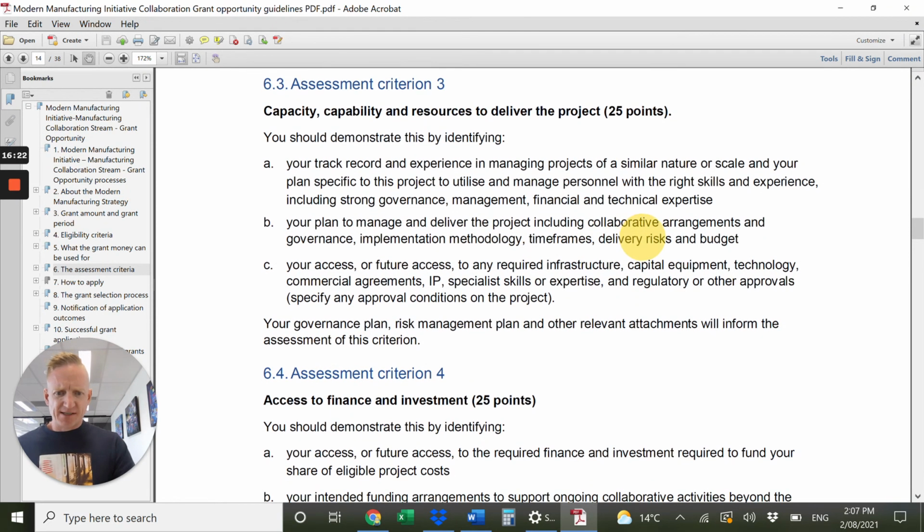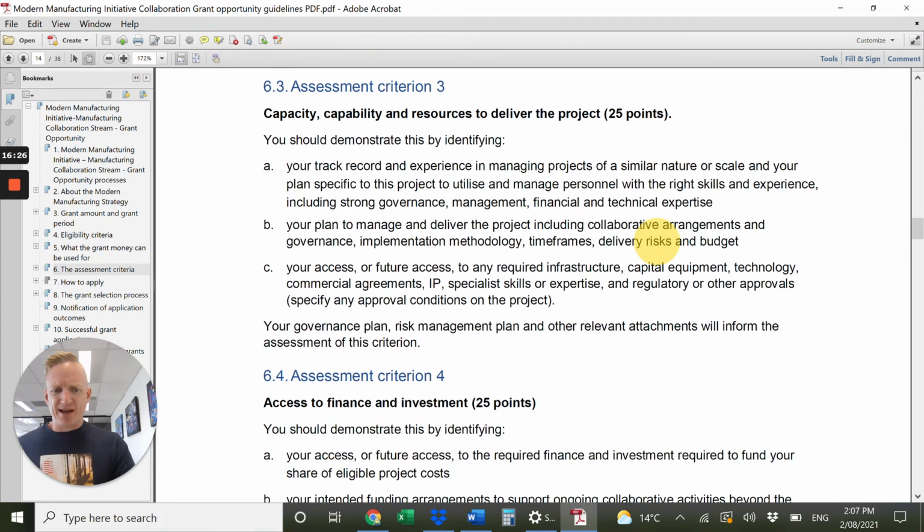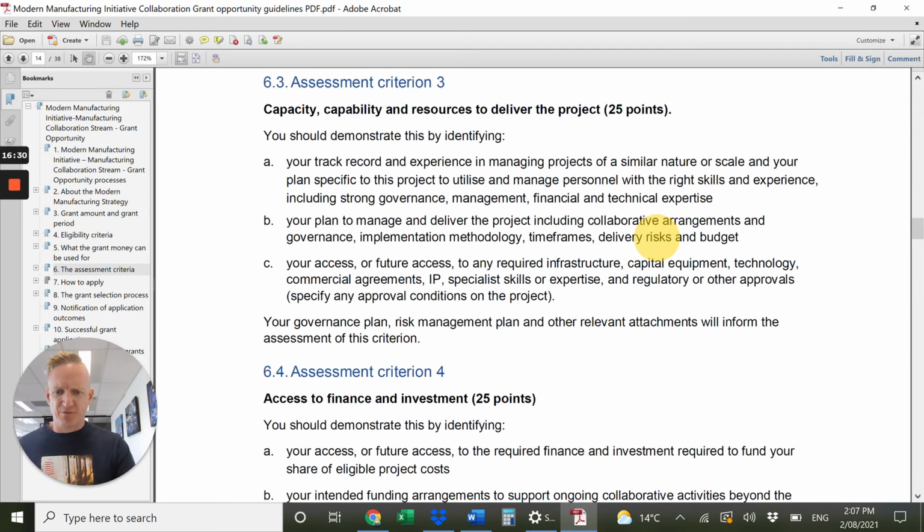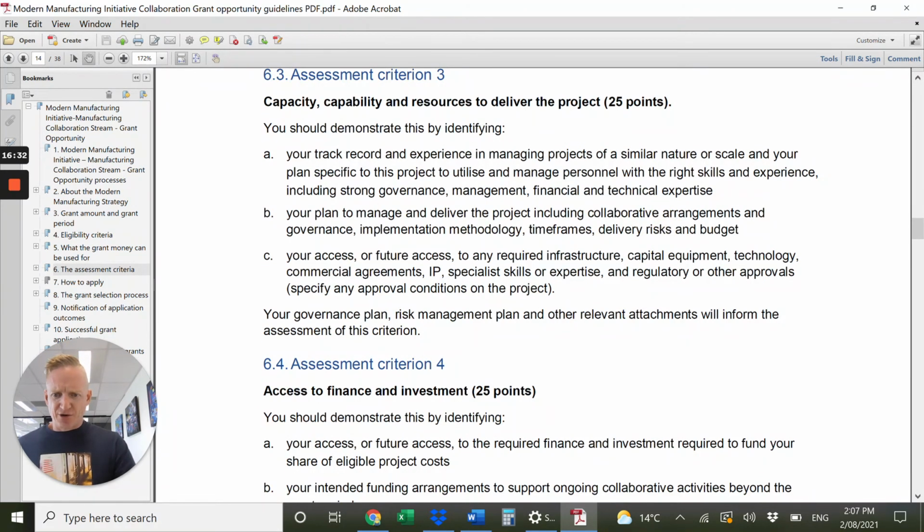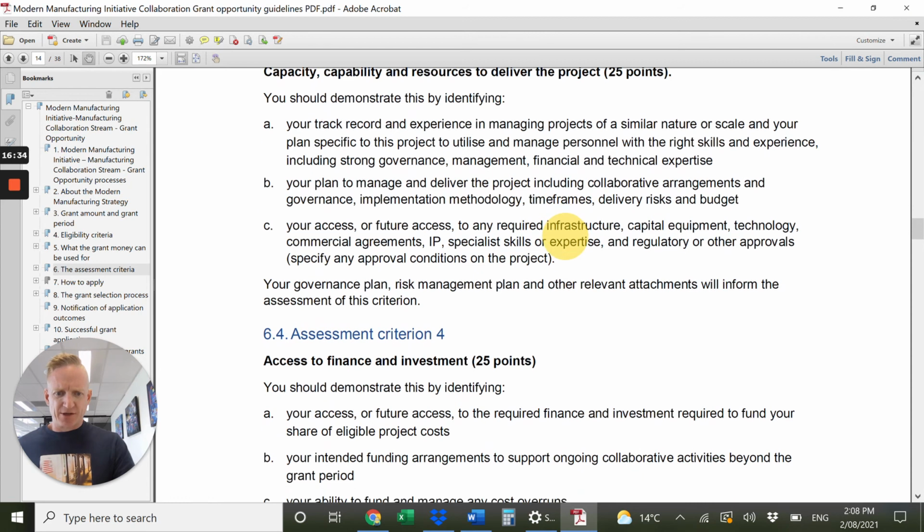Delivery risks. I can talk about the risks in a section, but really, detail every risk that's going to be potentially occurring, and what is your mitigation strategy for that. Okay, so your access or future access to required infrastructure, capital equipment, technology, commercial. So obviously the IP agreements that will be shared, regulatory approval. So obviously you've got them covered off.